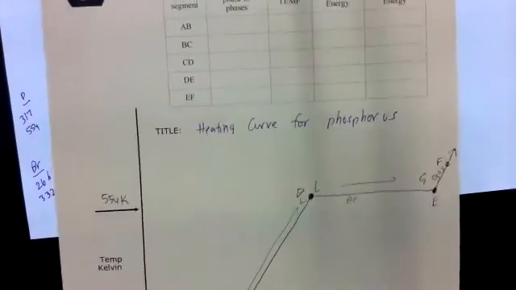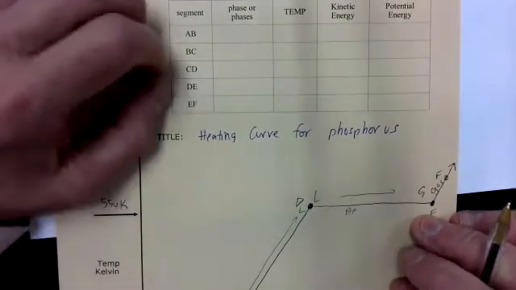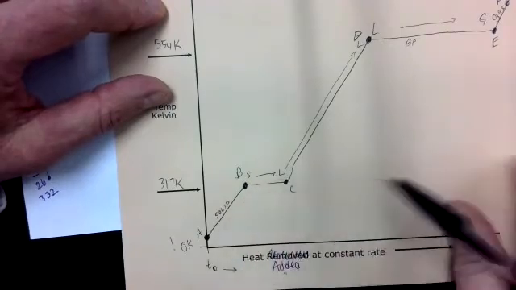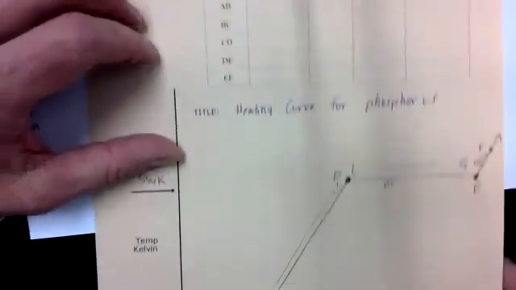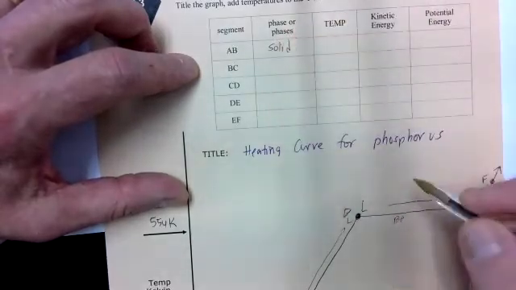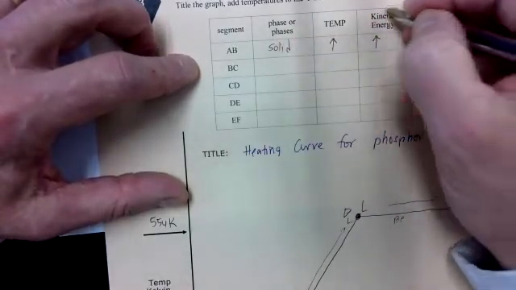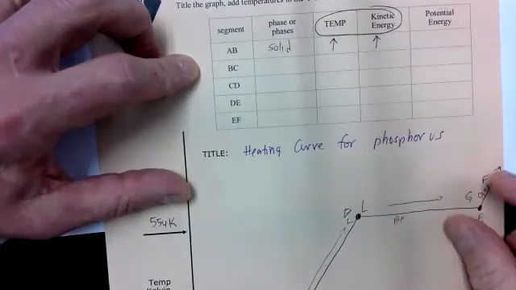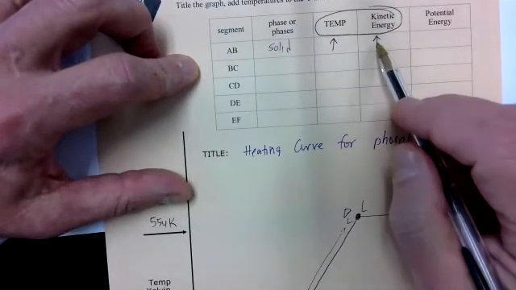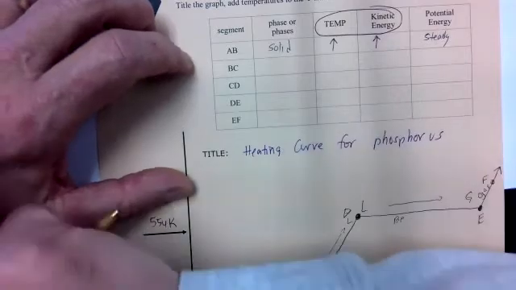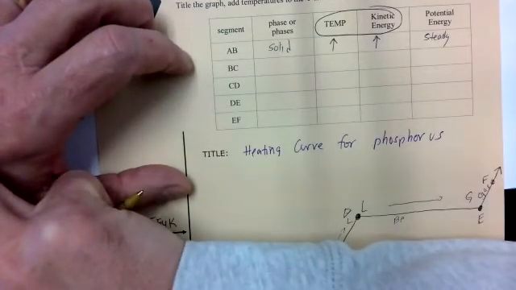So what's going to happen at these particular segments? From A to B, that's going to be only a solid. The temperature is surely going up, and that means the kinetic energy goes up because these two always do the same thing. And since kinetic energy goes up, the potential energy is steady because only one energy changes at a time.